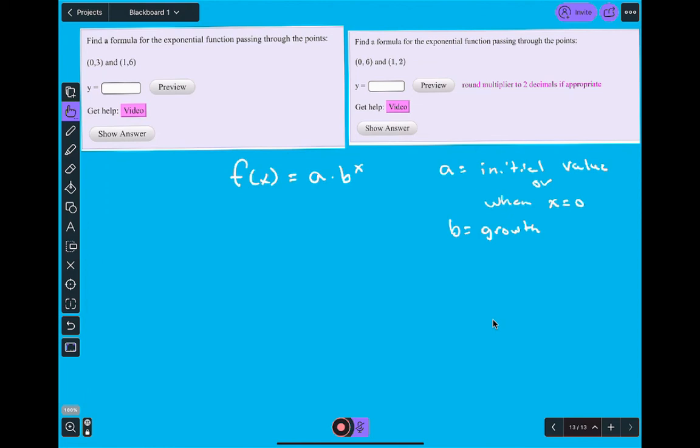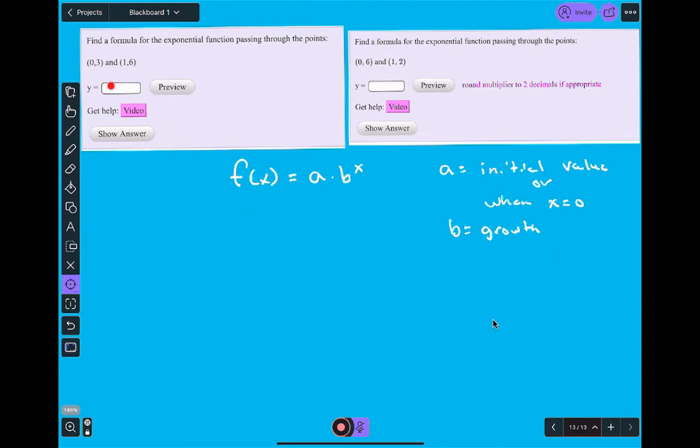Okay guys, this is going to be a video to show you how to do the first 4 problems in the assignment, exponential equations or exponential functions number 1. Now in order to write an exponential function, you need to know the initial value, and the initial value is when the x is equal to 0.